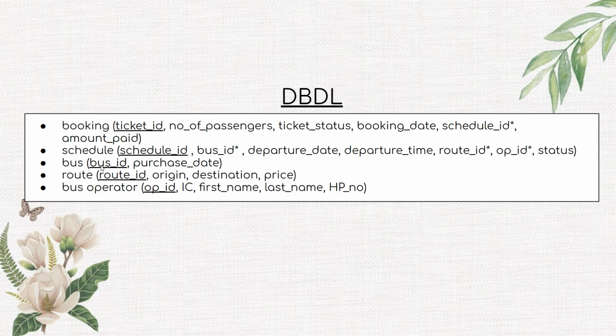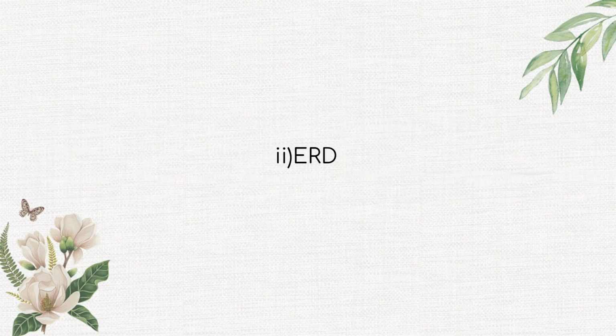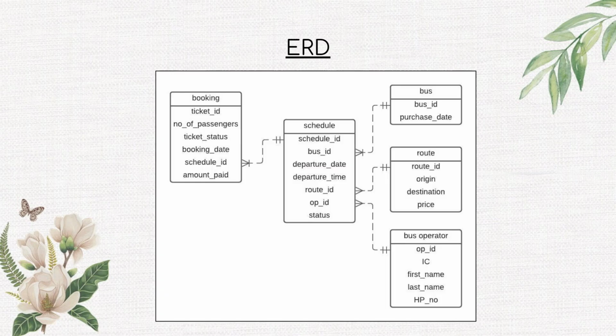The PK is the bus ID, and this table has no foreign key. The fourth table is the route, with the PK of route ID. And lastly is the bus operator. Same, there's only one PK, which is the operator ID. Next we go to the ERD design. So this is the ERD. Before this there were 5 tables, and here also there are 5 tables.